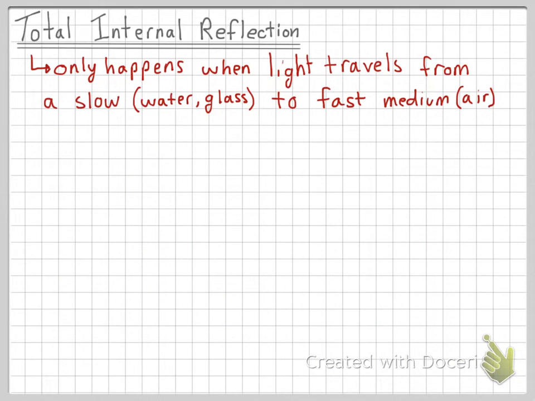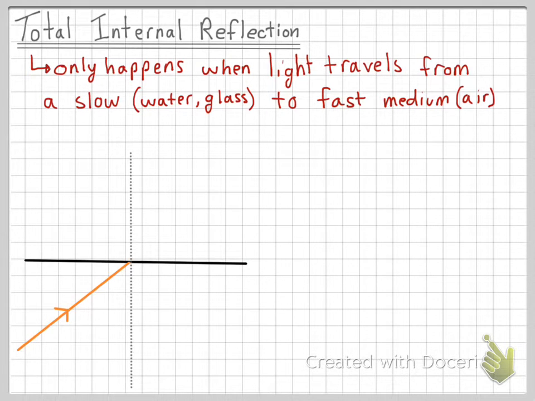This video covers the concept of total internal reflection. So total internal reflection can only happen when light travels from a slower medium like water or glass to a faster medium like air. So let's assume that we have this light wave reaching an interface.